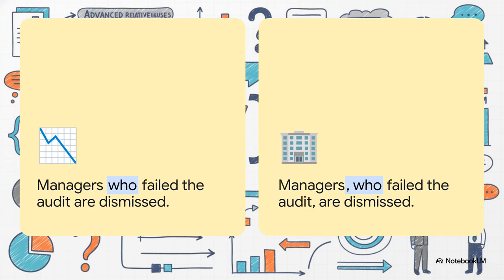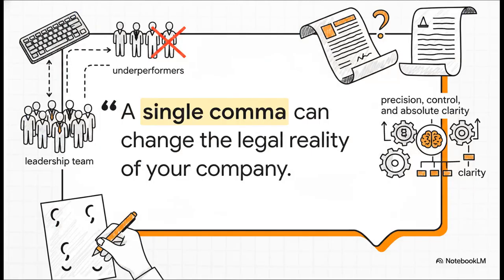The managers, who failed the audit, will be dismissed. Because it is enclosed in commas, who failed the audit is just extra information about the managers as a whole group. So this sentence legally implies that every single manager failed the audit, and therefore the entire management department is fired. The difference between firing a few underperformers and wiping out your entire leadership team is literally 2 keystrokes. Just 2 commas. A single comma can change the legal reality of your company.